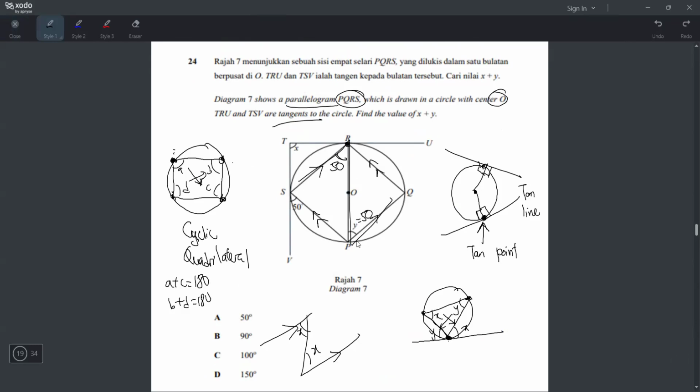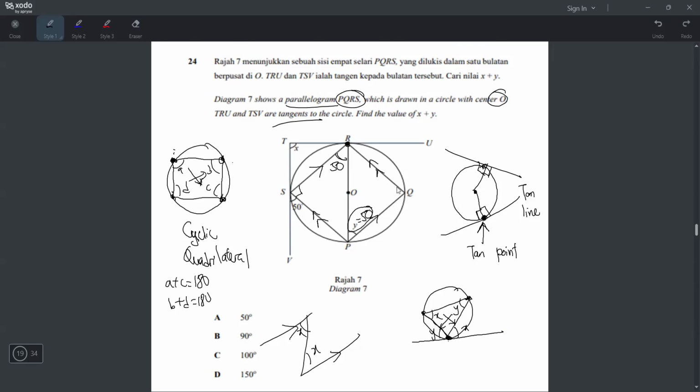Okay, what other angles can I find? So the y I already got, 50. But I need to find x, right? So I think I need to find more. I need to find more. So how? Let's see. Okay, I see it already.